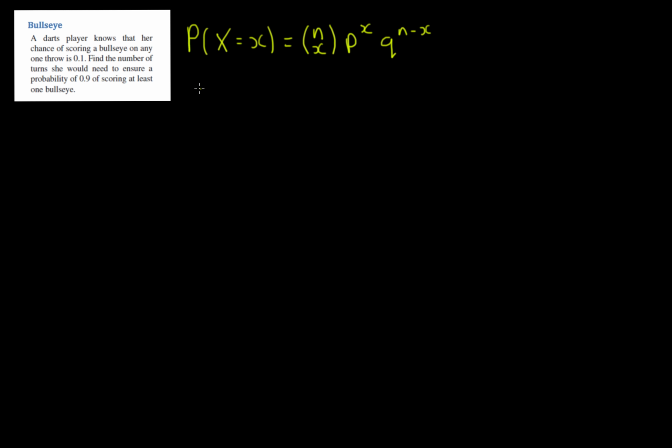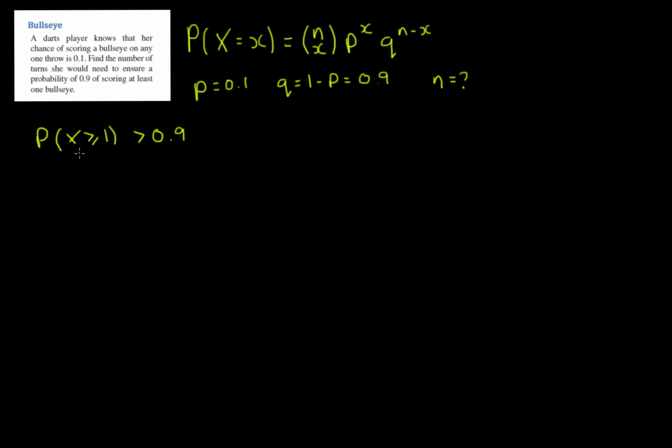Okay, so the question gives us that the probability of success, the probability of a bullseye, is 0.1. And we know that the probability of failure is just the complement of that. So Q equals 1 minus P, which is equal to 0.9. And so what we want to find out is what is this N? The question asks us that the probability that X is greater than or equal to 1 must be greater than 0.9.